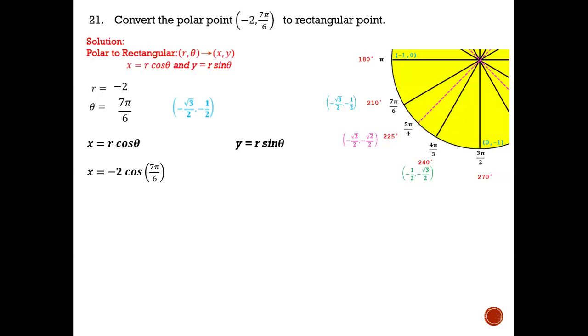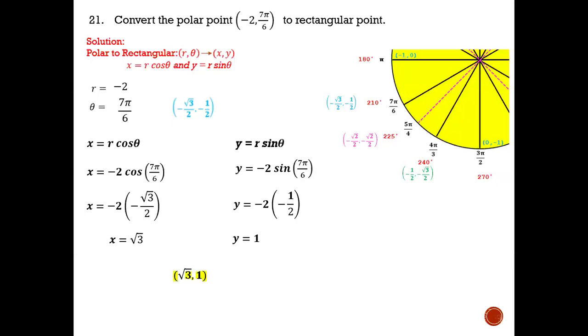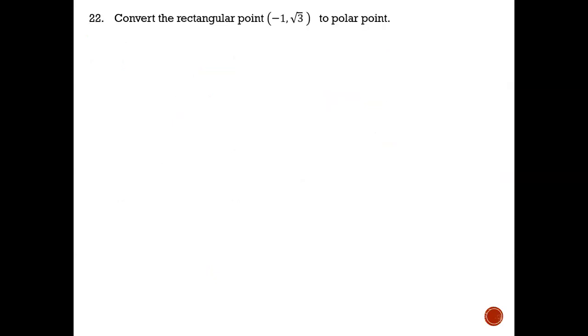So x is equal to -2 times the cosine of 7 pi over 6, and for the x that is negative square root of 3 over 2. A -2 divided by a -2 is going to be a +1, and 1 times square root of 3 is square root of 3. Let's get our y. Sine of 7 pi over 6 is -1 half. So -2 divided by -2 is 1, and 1 times 1 is 1. So my rectangular point for this given polar point is the square root of 3, 1.